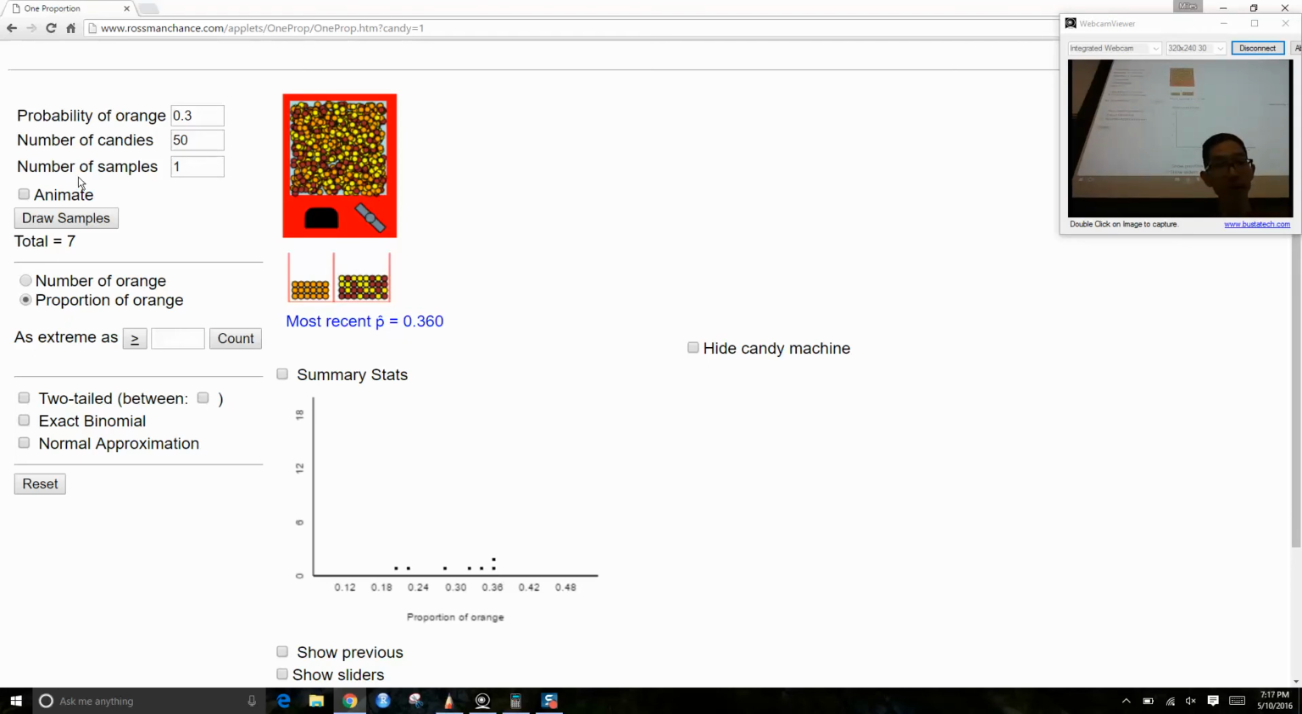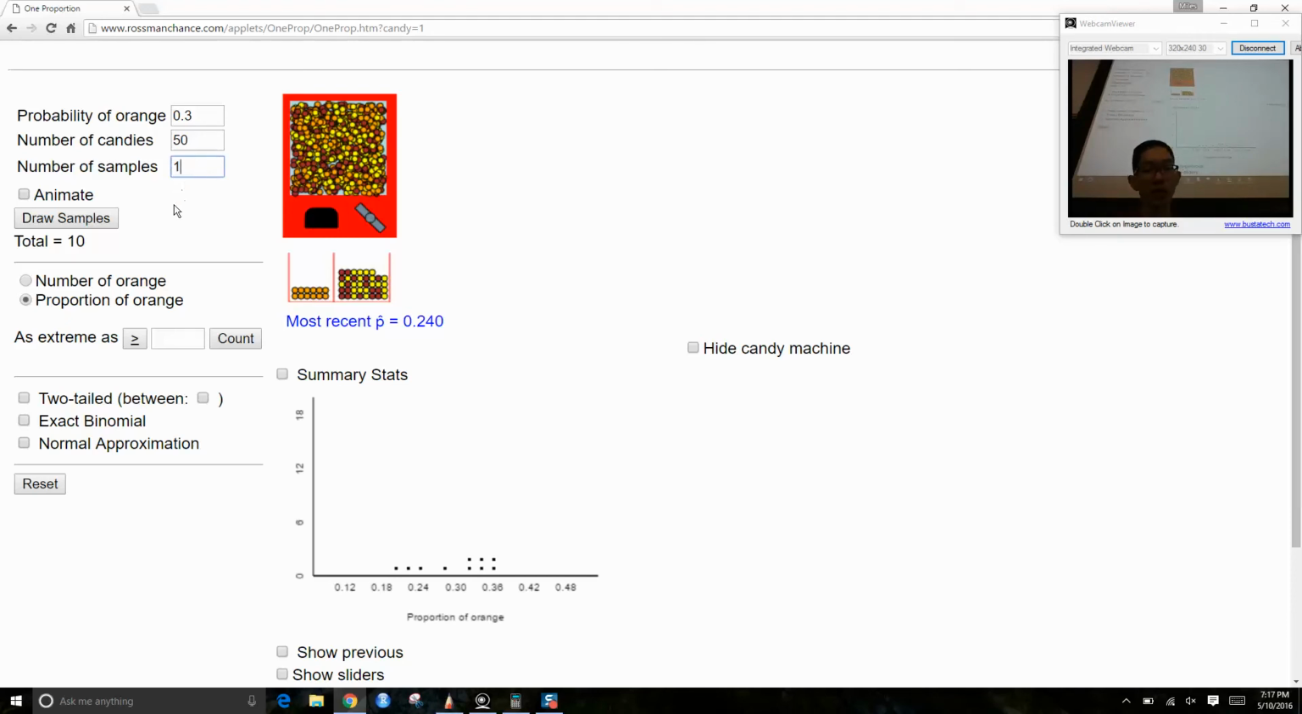Okay, and here, 32% shows up again, and 24% shows up. So this is the distribution of the p-hats that we got after taking 10 of these samples. But we want to do this thousands of times.